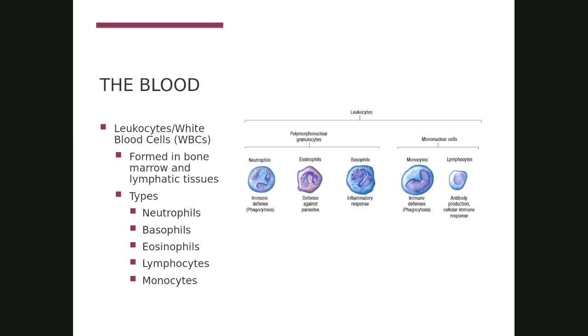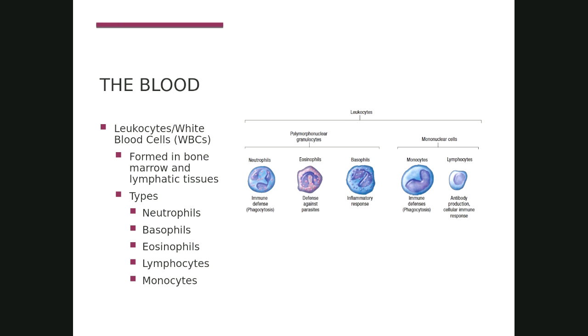They're formed in the bone marrow and lymphatic tissues, and there are 5 different types: neutrophils, basophils, eosinophils, lymphocytes, and monocytes, each taking a different part and representation. So when they're looking, they're going to look initially at the patient's white blood cell count. Is it elevated or not?